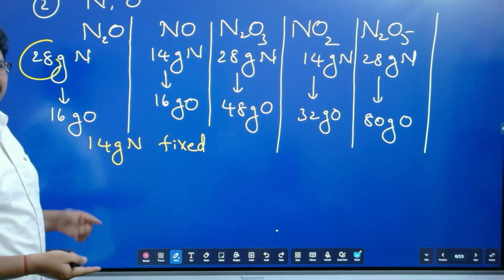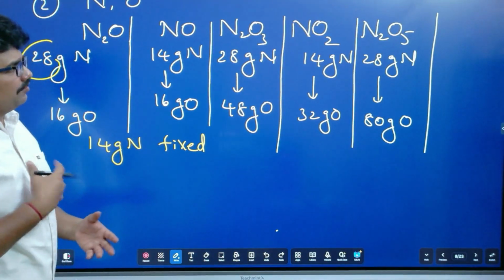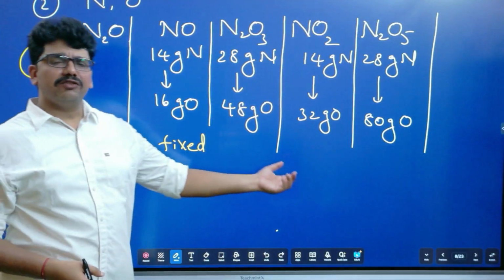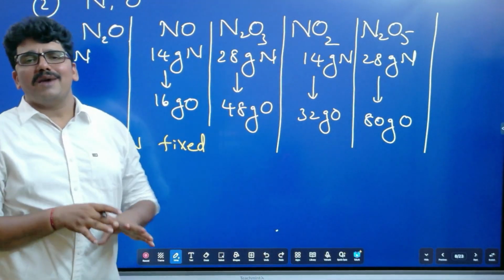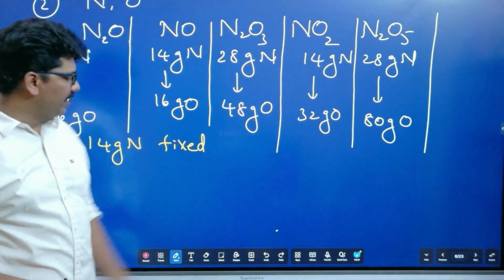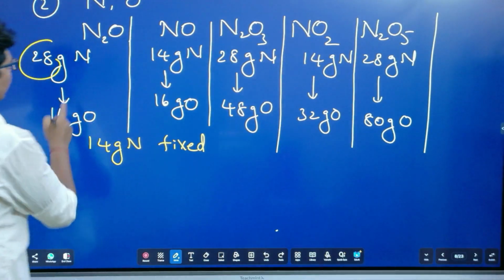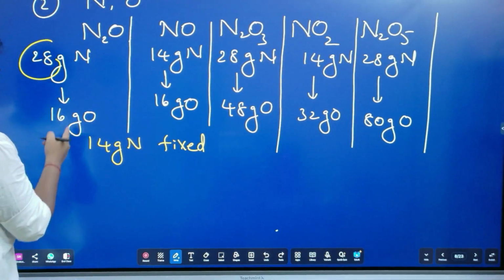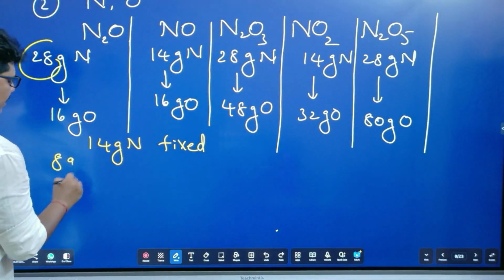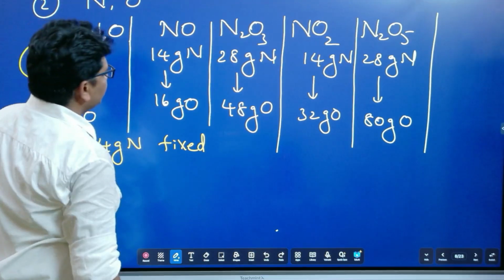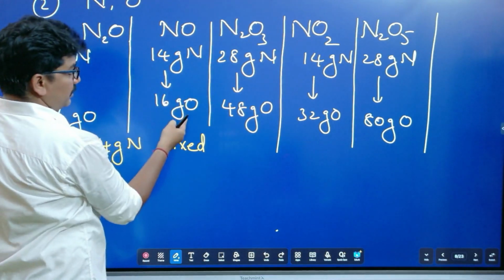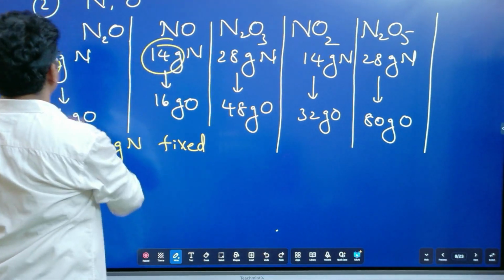You can take oxygen as fixed also. Take oxygen fixed mass and find the ratio of masses of nitrogen. You will get a simple whole number ratio. I am taking nitrogen mass as fixed, that is 14 grams. So for 14 grams of nitrogen, how much oxygen is there? Half, that is 8 grams of oxygen. Second compound, for 14 grams of nitrogen, 16 grams. So this is fixed mass.